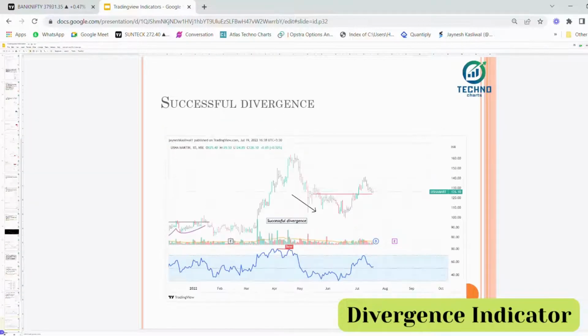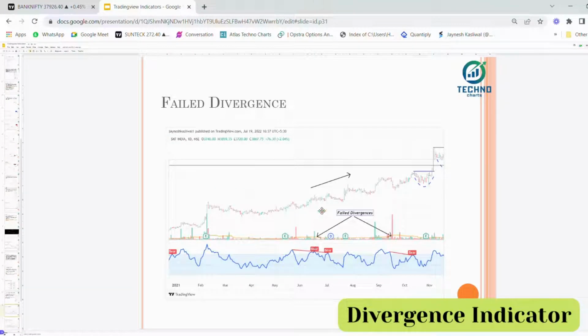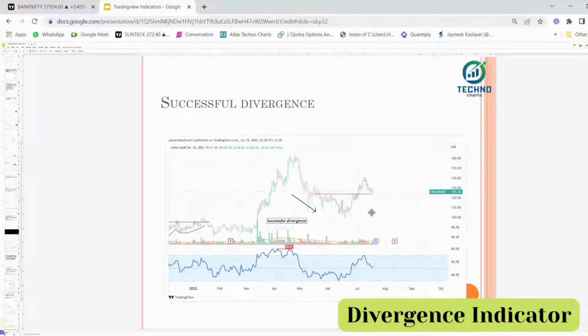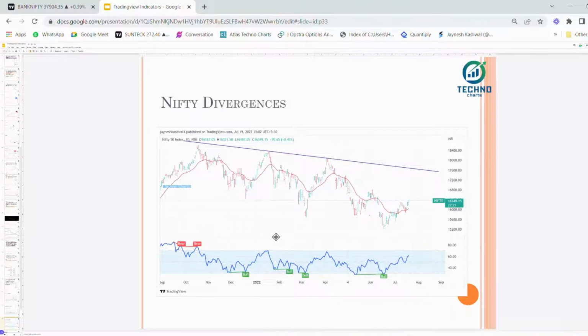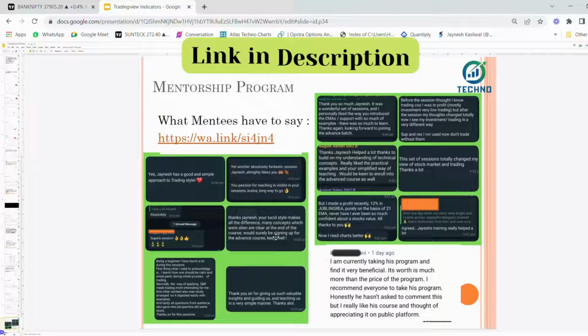Now there is a failed divergence. Let's say here there was a bearish divergence, so the index should have fallen, but here you see that it has risen up after that. And this is a failed divergence. This is a successful divergence example where in Usha Martin there was a bearish divergence and price fell 30-40% after that. We have seen Nifty and Bank Nifty examples right now. This is a Nifty example where after price hit support and there was a bullish divergence, the prices have risen up.